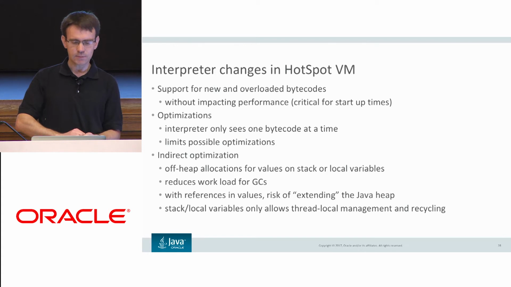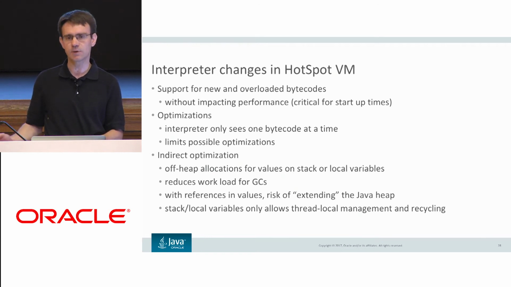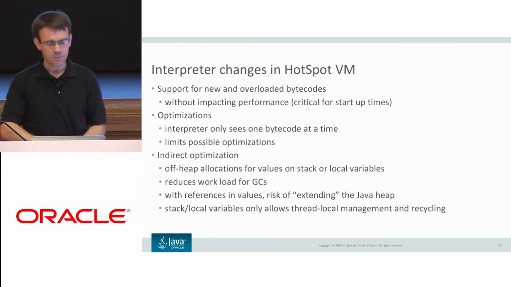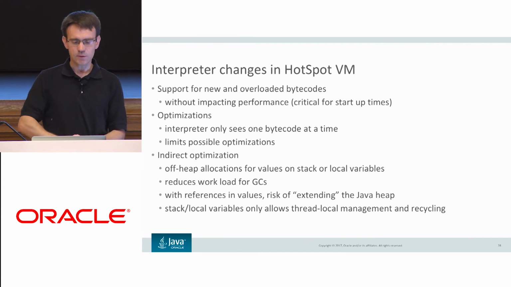And we decided to implement off-heap allocations for values on stack and local variables. And here the goal is to reduce the workload on GCs by avoiding heap allocation from the interpreter. Doing this, there's still a risk because values can have references in them. If you are not careful and put values outside of the Java heap, but the GCs still have to manage them, you have just extended the Java heap, so you have to be careful. Focusing on stack and local variables allowed us to have thread local management and recycling, avoiding global operations for that.